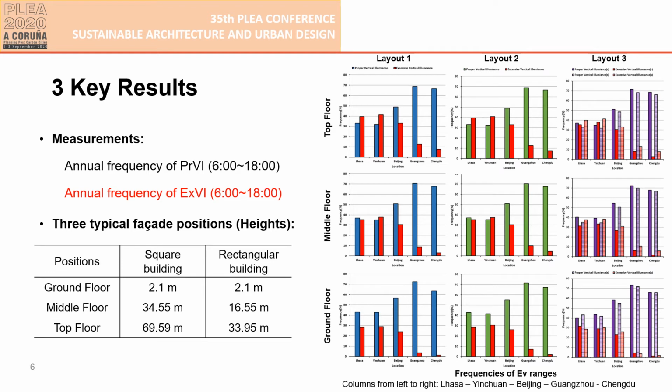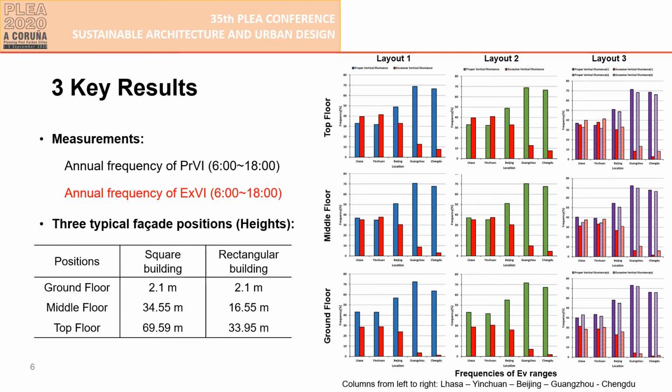daylight illuminance. These figures present frequencies of different ranges of vertical illuminance at south facades at 3 typical positions: ground, middle, and top floor. The red columns present the excessive vertical illuminance, and other colors present the proper vertical illuminance. In general, Guangzhou and Chengdu have higher proper illuminance frequencies and relatively lower excessive illuminance frequencies, while Lhasa and Yinchuan have the higher excessive illuminance frequencies. Beijing has a medium level.